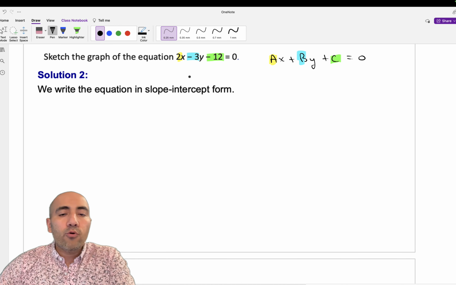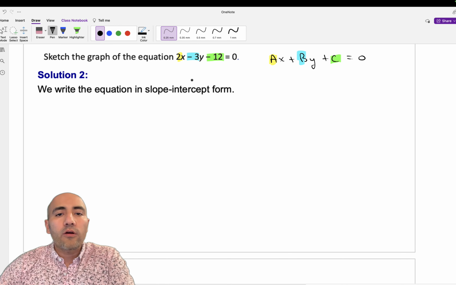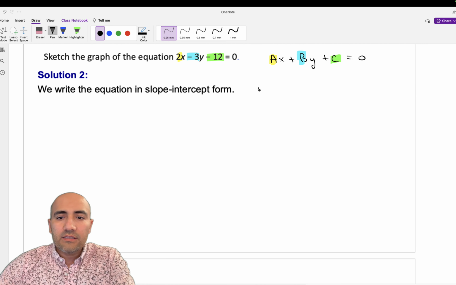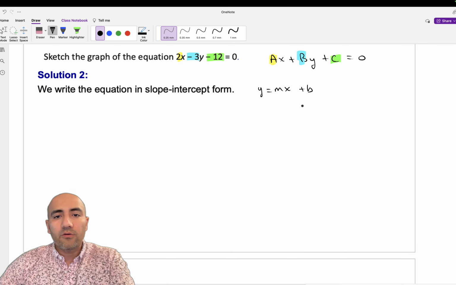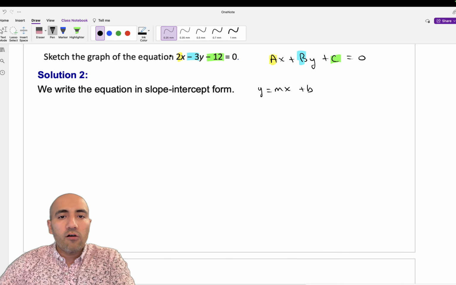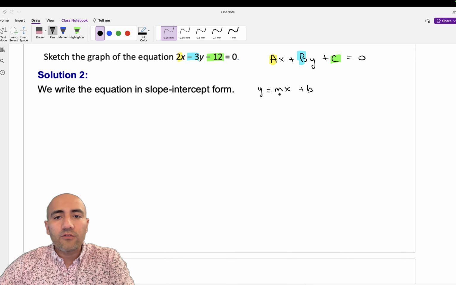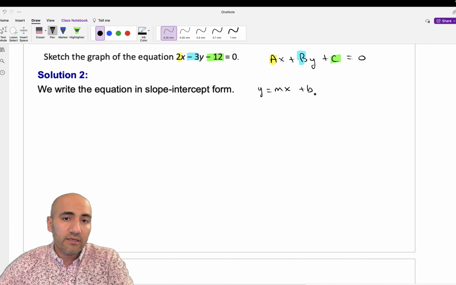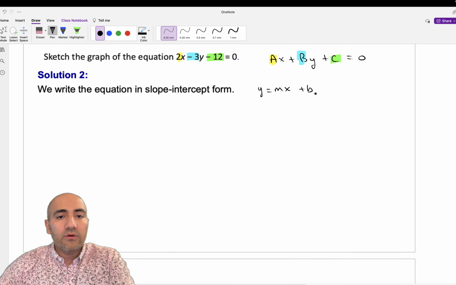However, a more useful form would be the slope-intercept form. Remember, the slope-intercept form is the y equals mx plus b form of a linear equation. All we have to do is solve for y here and put it in this form, and then we can read from the equation what the slope is and what the y-intercept is. From that, we can do a nice sketch. That's a very common way to do this.